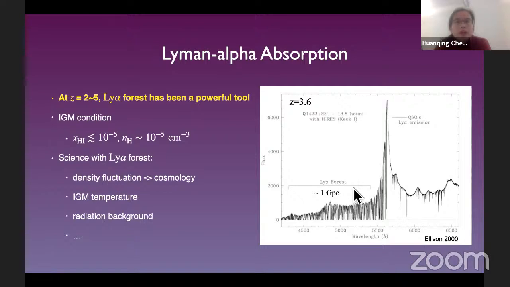And by analyzing this so-called Lyman alpha forest, we now know that the IGM at redshift 3 is in a very ionized state. We can also learn about the density fluctuations at that redshift and thus further constrain the cosmology. And on the astrophysical side, we can use them to measure the IGM temperature as well as the radiation background.